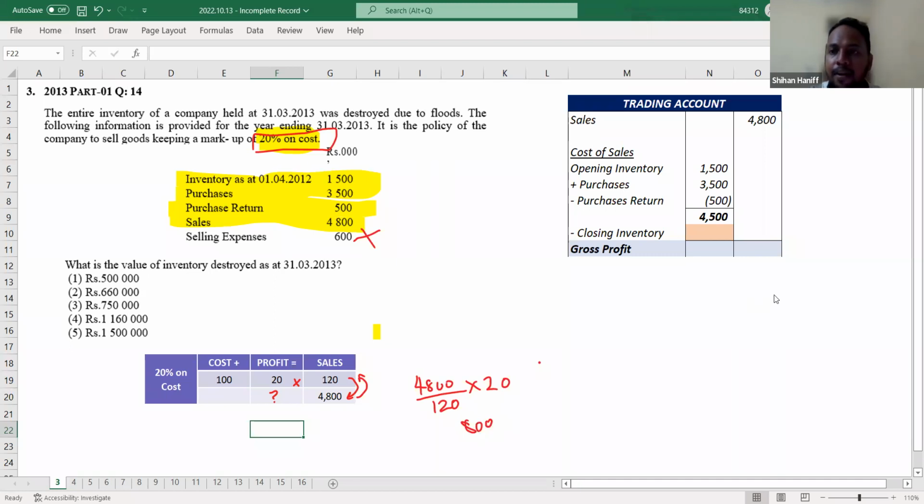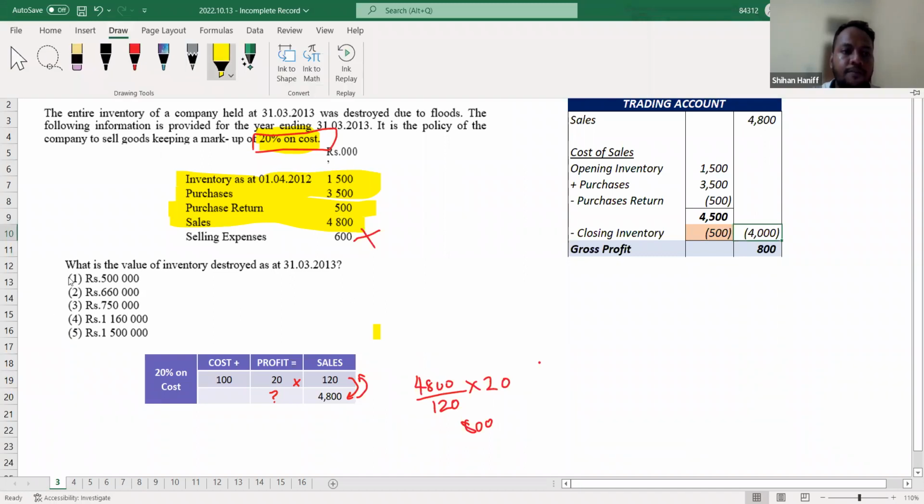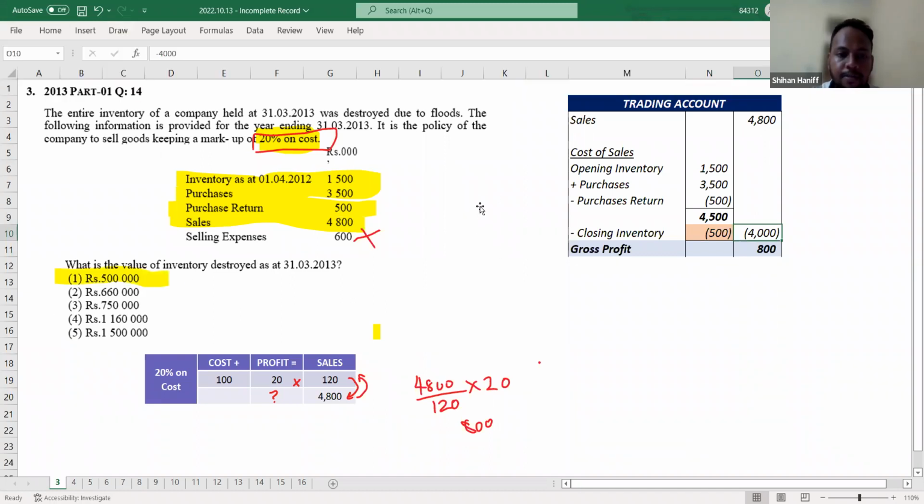So if the profit is 800, cost of sales is how much? Cost of sales is 4,000. 4,800 minus 4,000 is 800. Right? Then if this is 4,500 and net value is 4,000, how much is the closing inventory? Very simple. 500. 4,500 minus 500 is 4,000. So answer is 500,000. Is it clear?